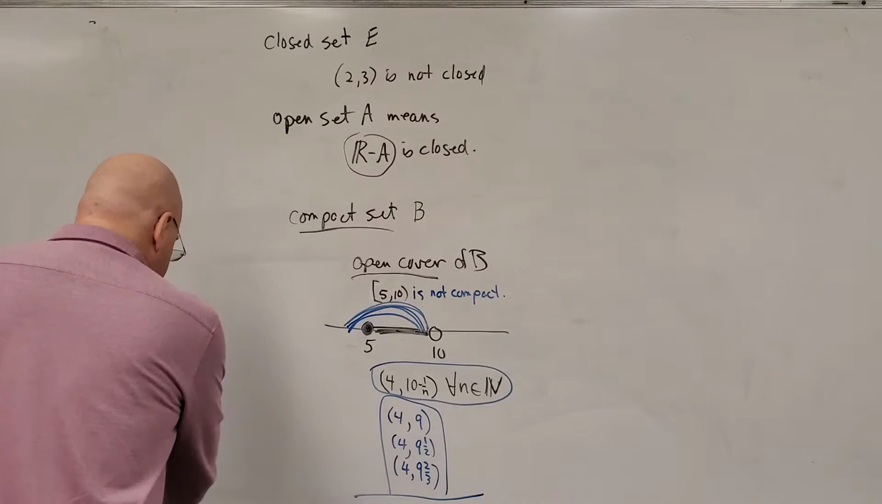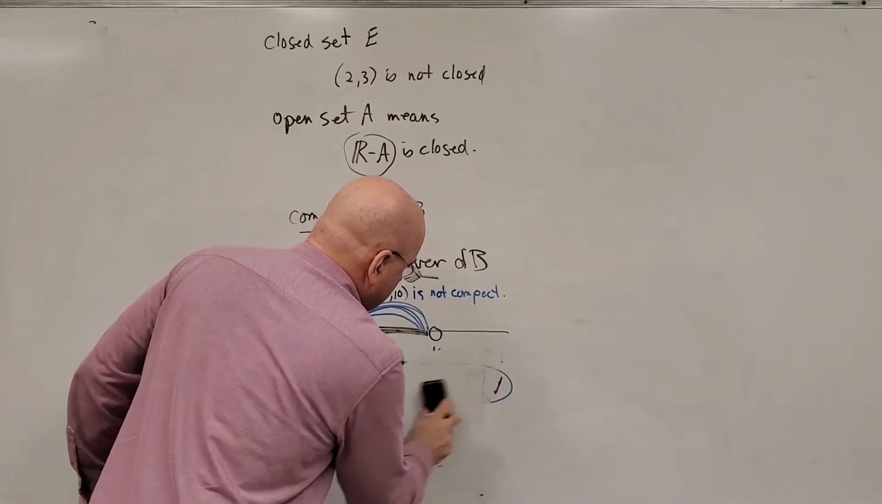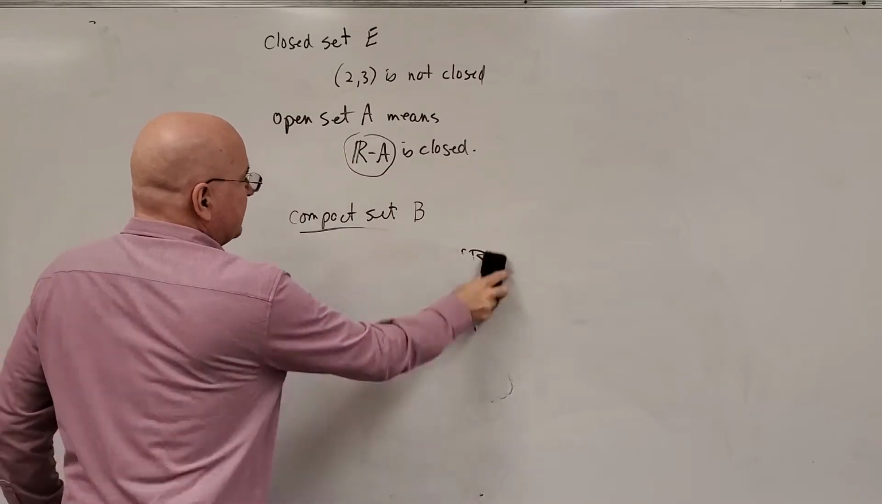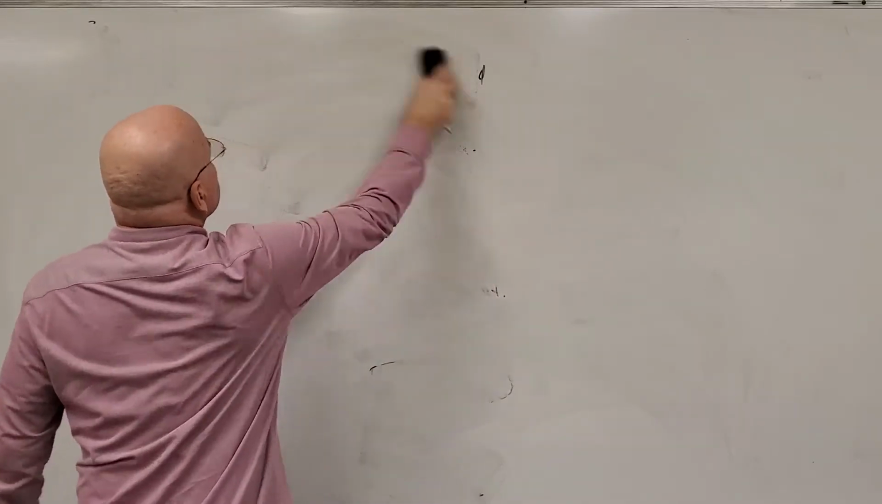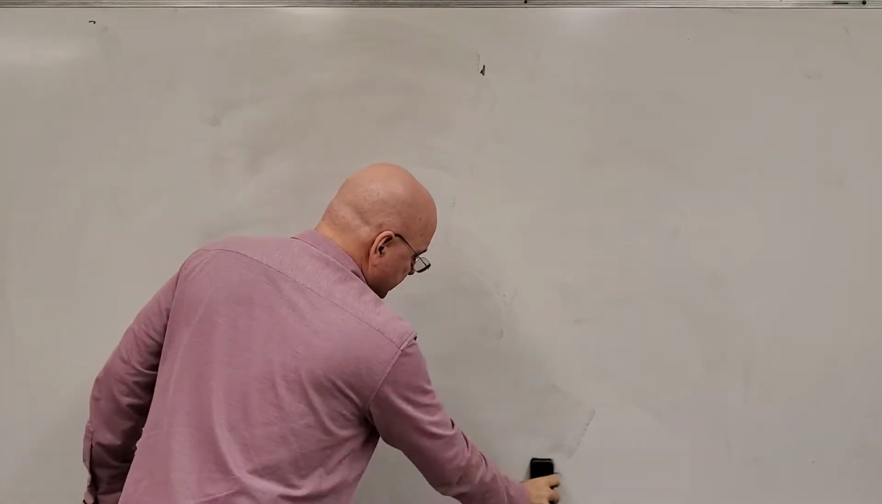All right, well, the next theorem we're going to look at, second to the last theorem in this section, is called the Heine Borel Theorem, named after two mathematicians.